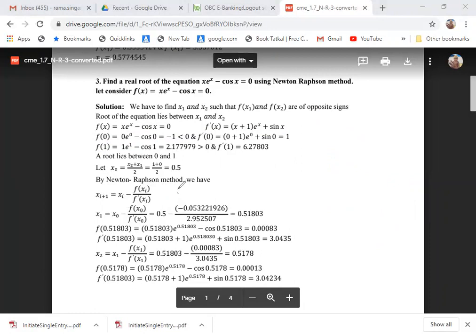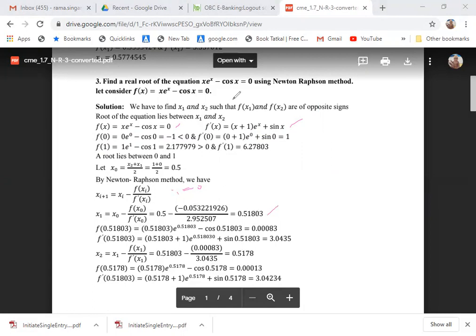Now giving i equal to 0 here, we are getting x1 equal to x naught minus f of x naught by f dash of x naught. x naught is 0.5. So the function f of x and f dash of x are to be determined at 0.5, and then simplifying we are getting 0.51803.